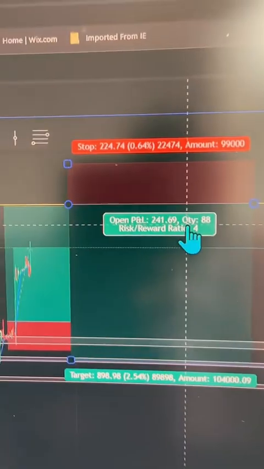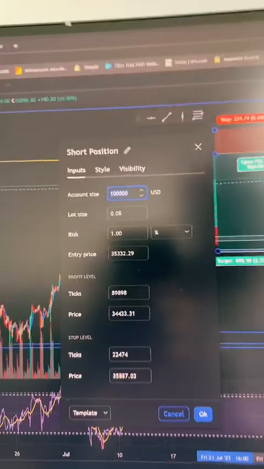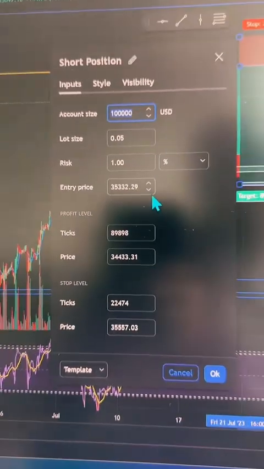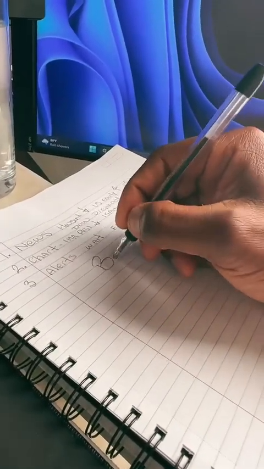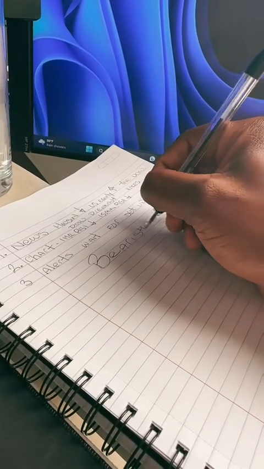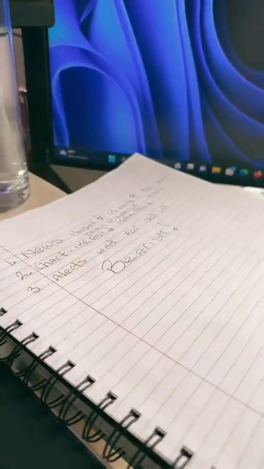I set my risk reward to 1 to 4. I input these numbers into my MetaTrader or whatever you trade on, and then I wait. Patience is a virtue. You have to be patient, okay? So overall, I'm bearish. Could be wrong, but we're ready for anything.